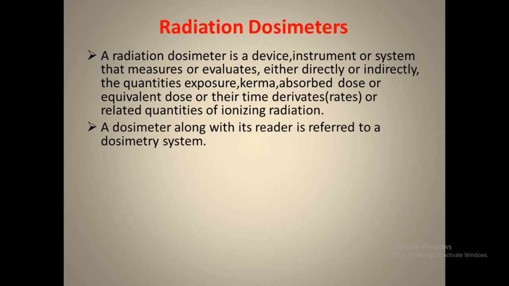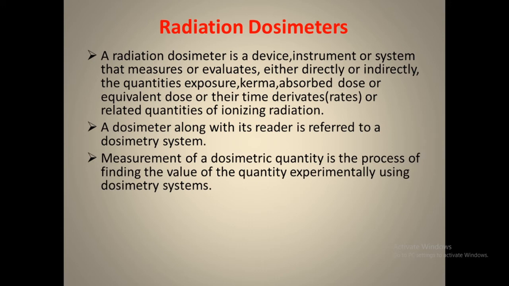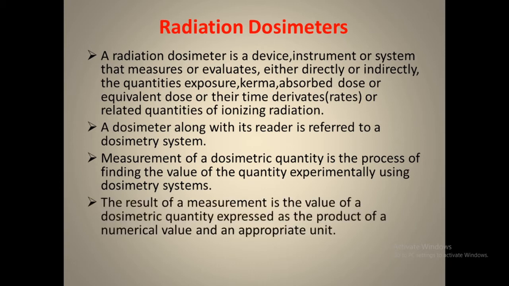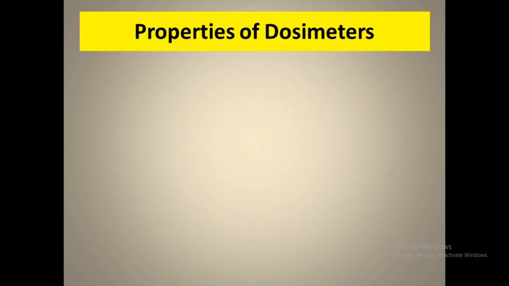A dosimeter along with its reader is referred to as a dosimetry system. Measurement of a dosimetric quantity is a process of finding the value of the quantity experimentally using dosimetry systems. The result of a measurement is a value of a dosimetric quantity expressed as a product of a numerical value and an appropriate unit. So let us discuss the properties of dosimeters.